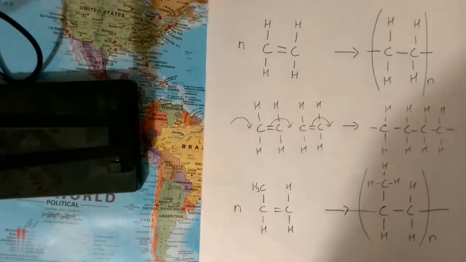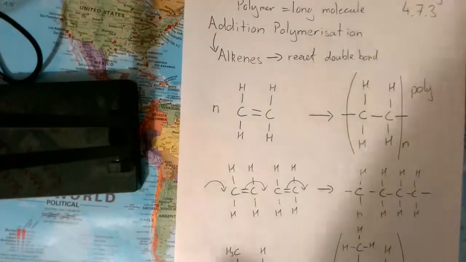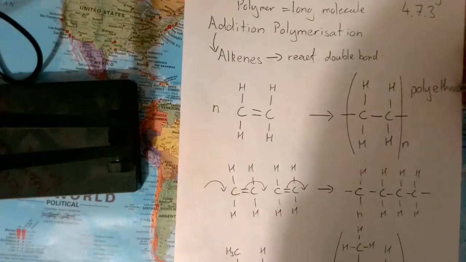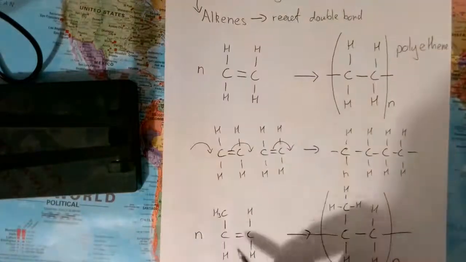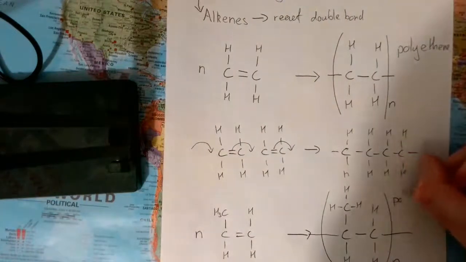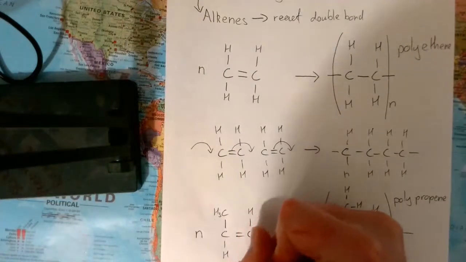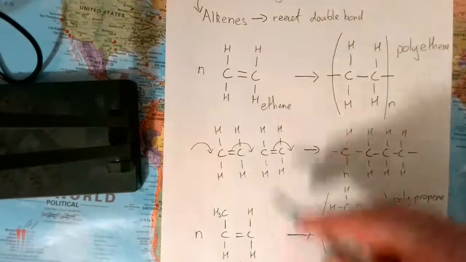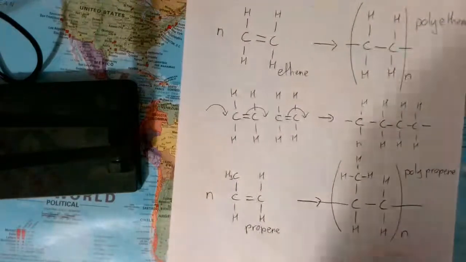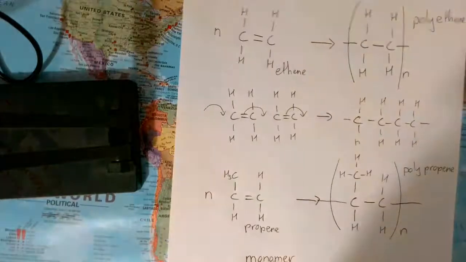So what about naming these things? Well, this was ethene, so the polymer from ethene becomes polyethene. Poly just means lots of. So this one, if we had propene, then this will be polypropene. So again, that was propene and that was ethene. And the single alkenes, the word for them, they are a monomer, which is mono for one, poly for many.